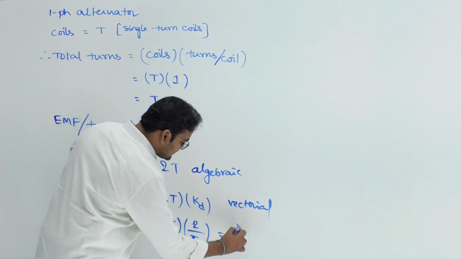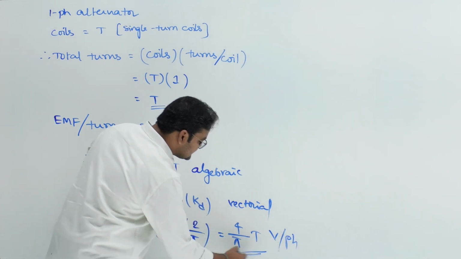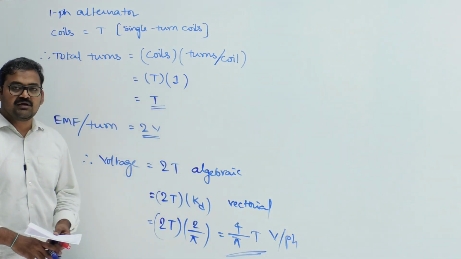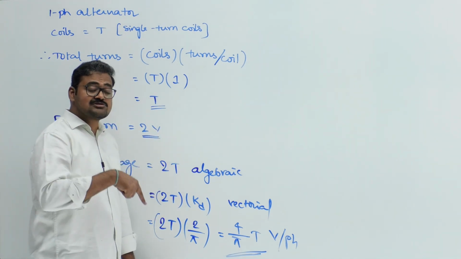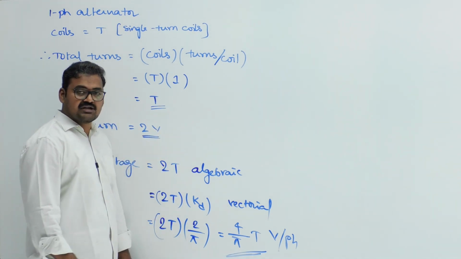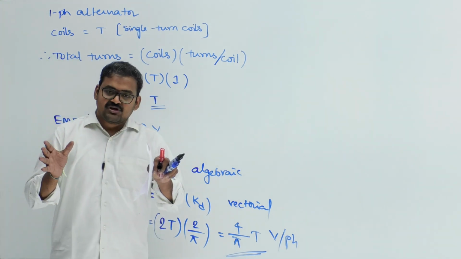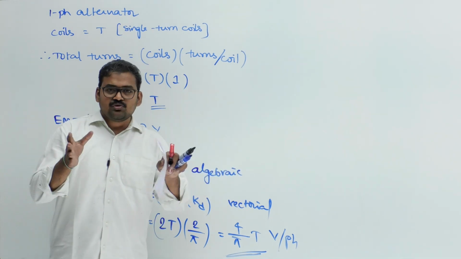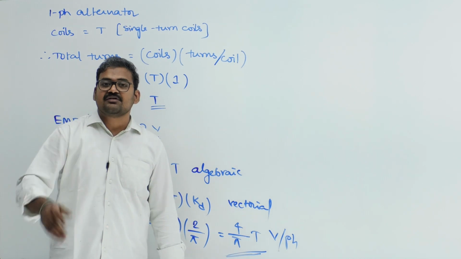Therefore, what is the final answer? It is 4 by pi T volt per phase. This is the final answer. So most of the students will definitely select 2T, but that is wrong answer. That is also there in the options, but that is wrong. So always remember, T turns, 2 volt per turn. It looks like 2T, that is fine, but that is algebraic summation, like a concentrated winding.